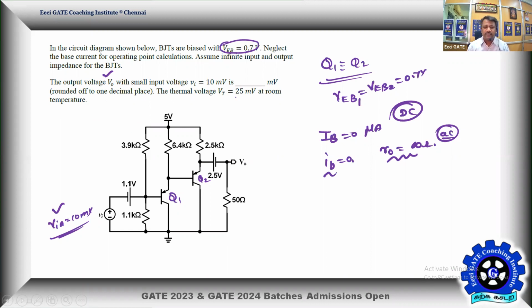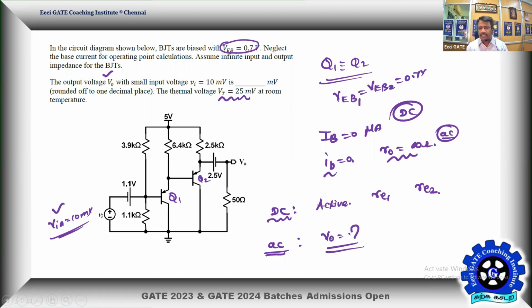Then the thermal voltage for the transistors is given, it is 25 millivolts. Fine. So we don't know the DC conditions. The problem actually belongs to both DC as well as AC analysis. At the end of DC analysis, we need to show they are active. Then we need to get their small signal equivalents, small re1 and small re2. Then we can begin a comfortable AC analysis to find out V0 due to Vin. So we'll find out V0 in millivolts, assuming a small incremental DC voltage applied at the input.